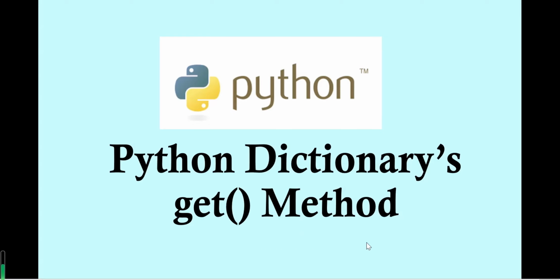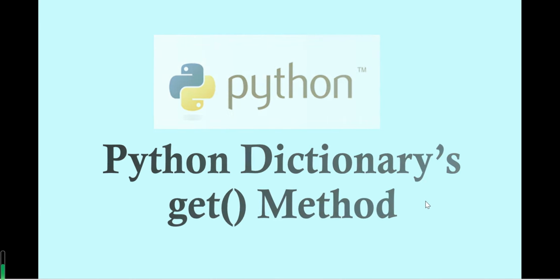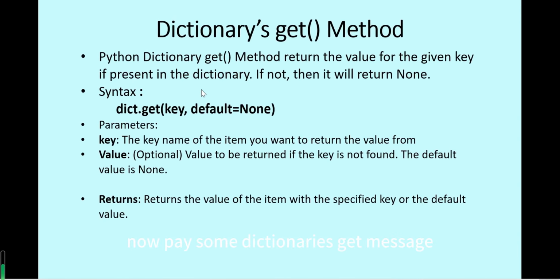In this video, we will introduce Python's dictionary get method. The Python dictionary get method will return the value for the given key if it is present in the dictionary. If not, then it will return None.